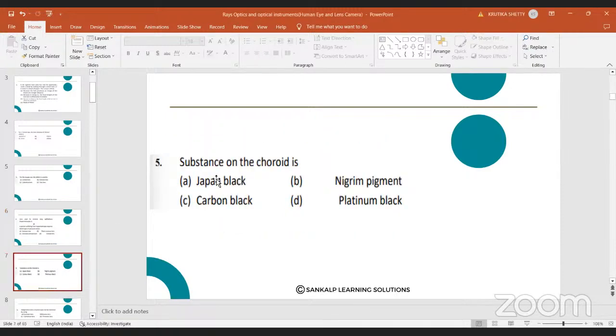Okay, then the next question. Substance on the choroid is. They have given the options: Japan black, green pigment, carbon black, platinum black. So here, what is the answer? The substance on the choroid is. Yes, it is C. Rakshita is saying B. Damini is saying B. Yes.